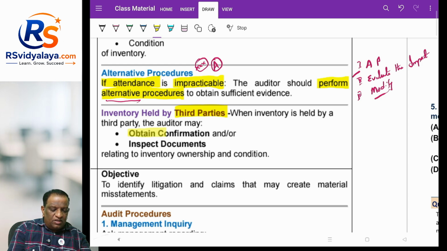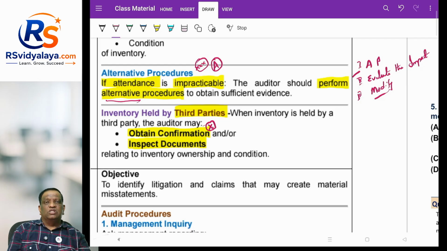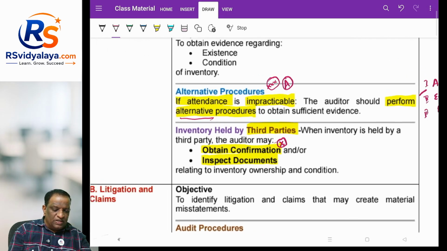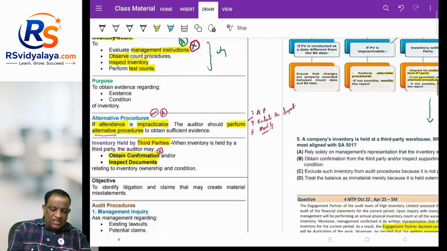Rather, he would obtain the confirmation from the third party with whomever the material is. And he will also inspect the documents at the company's premises, like basically the delivery challans and all, as a proof that this material has gone over there. So, these two things. If the material is with the third parties, physical verification is not expected, but getting a written confirmation is mandatory. So, these are all the points as far as inventory is concerned.